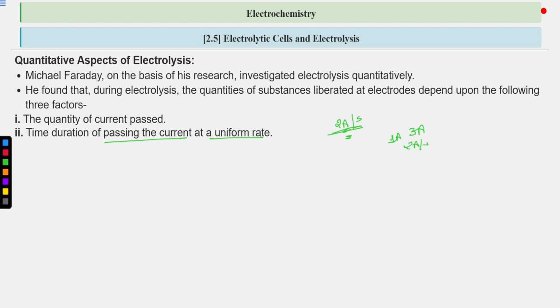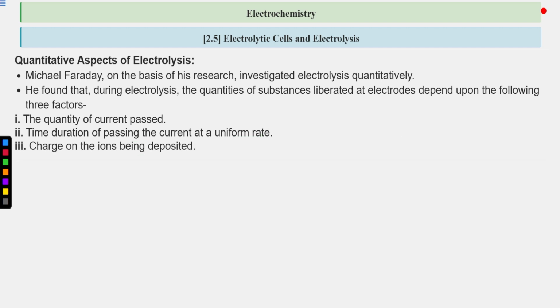So what is the time duration of passing the current at that uniform rate, that is, how much time you are taking for passing that current into the wire. Like how much our cell is functioning, basically. So this is also a factor which affects the liberation of the substances present in our cell at the electrodes.